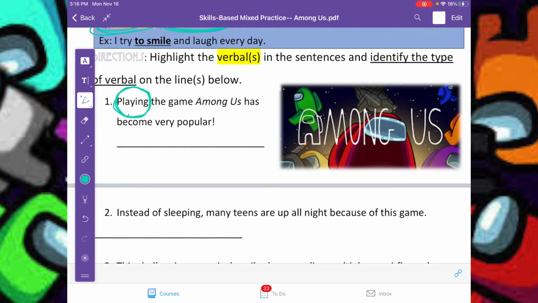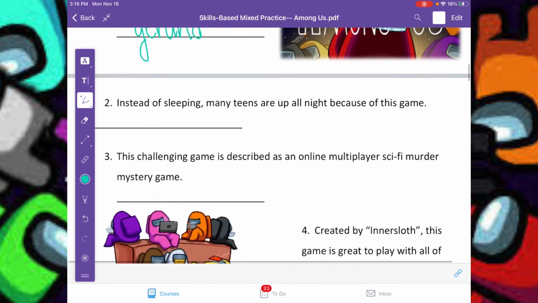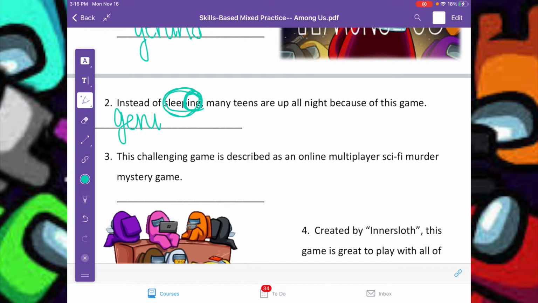Playing. No one's playing the game right now. We're talking about the action, and it ends in ing. So when we're talking about the action, it is a gerund. Number 2, instead of sleeping, many teens are up all night because of this game. Sleeping. No one's sleeping right now. We're talking about the action. It ends in ing. This is a gerund.